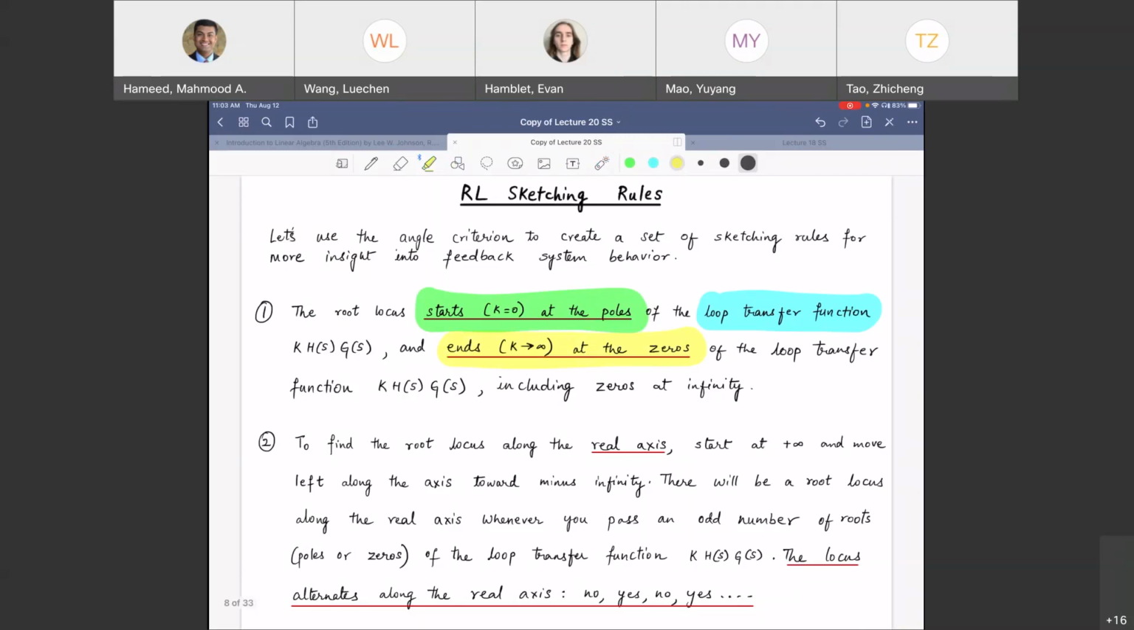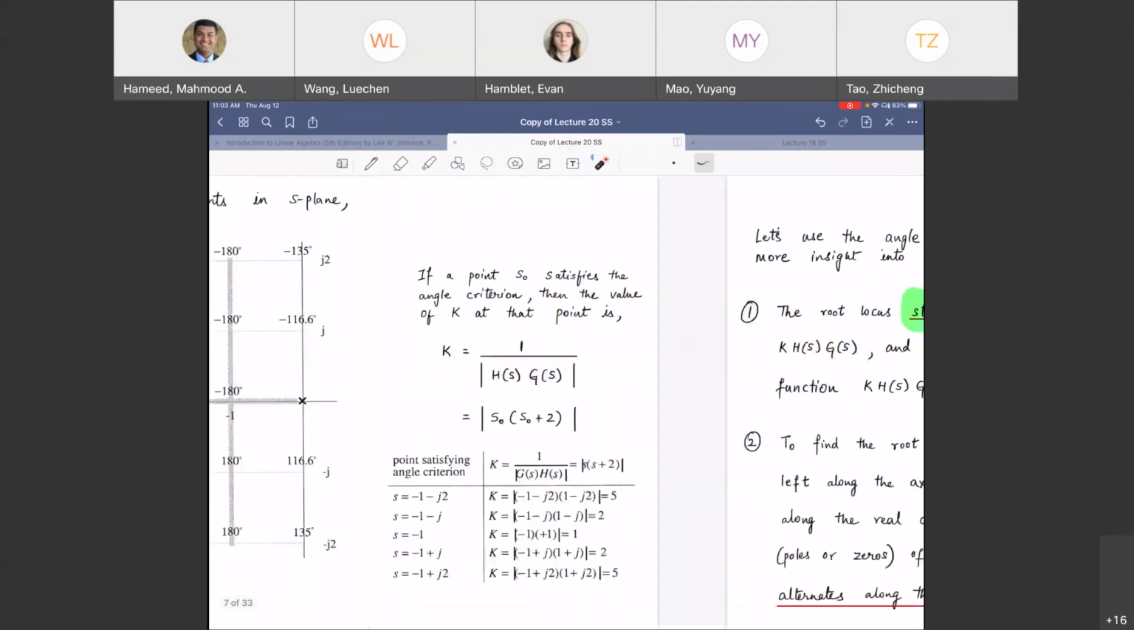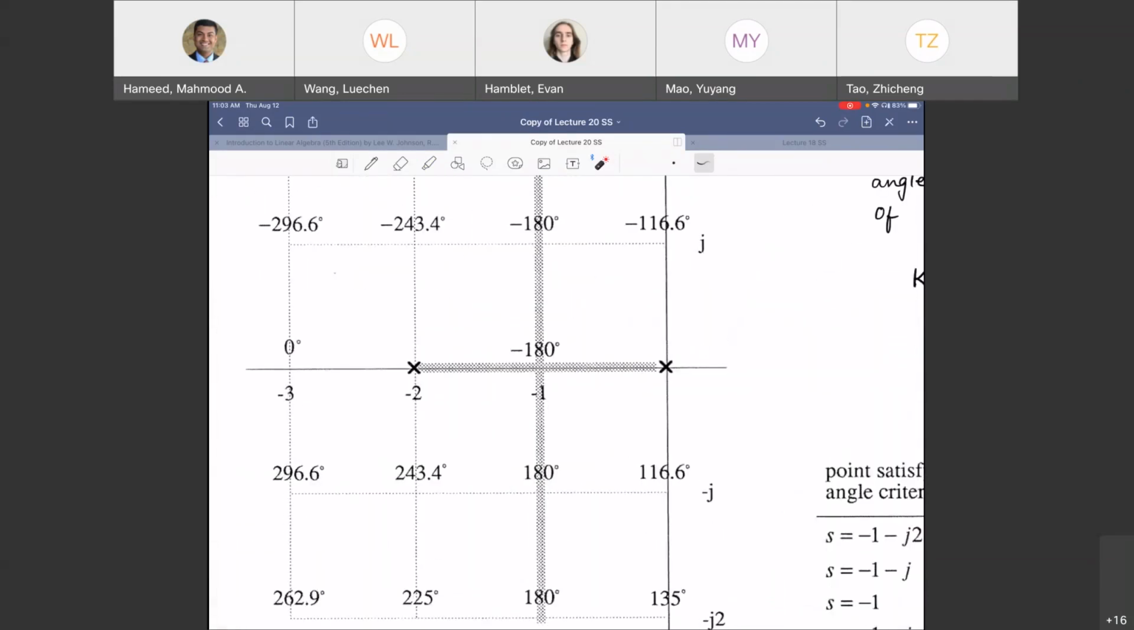Next, second rule is, if you are looking at root locus on the real axis, then the root locus alternates as you are moving from right to left. You see this? I can apply it over here. Just observe the real axis. If you just observe the real axis, what do you have?